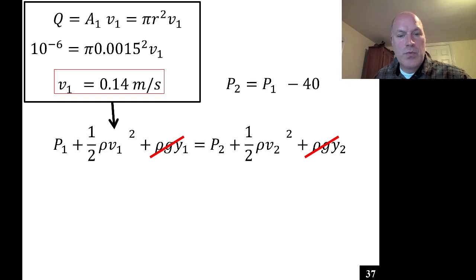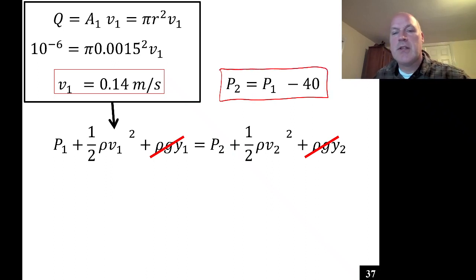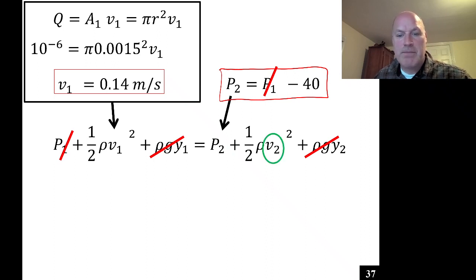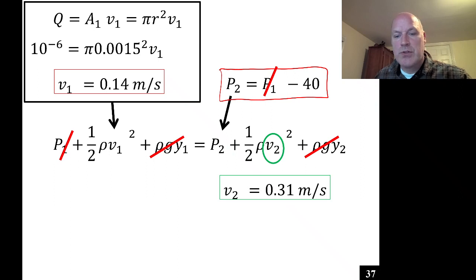Then we make the observation that pressure 2 is 40 lower than pressure 1. So that allows us to cancel the P1s. And that P2 just becomes a minus 40. What they're saying here is that's leaving us only V2 as an unknown. Once we figure out V2, okay, 0.31 meters per second.